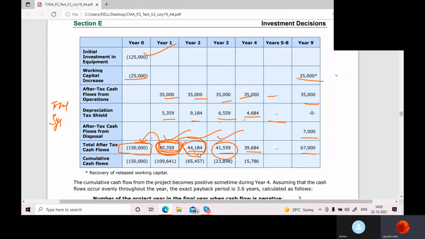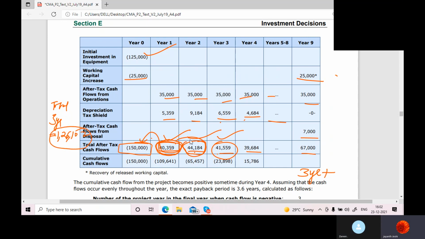Why? Because I expect this is 120 and then 40. 40 plus 120 would go to 160, and I need to recover 150. So till 3 years, how much is it? It is 1,26,102. So I am recovering this much, but if I go to the 4th year, I may recover more than 150. So I'll take the 3rd year as my base. Till the 3rd year, I'm able to recover this much.